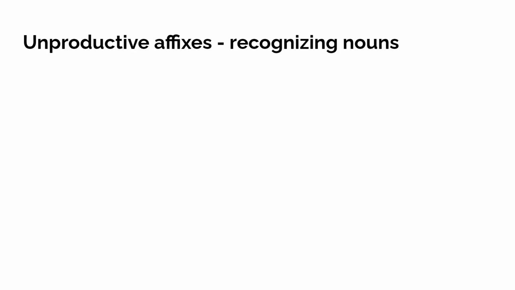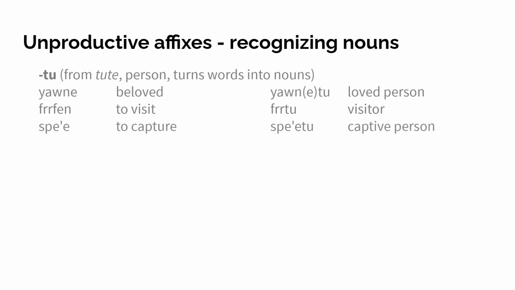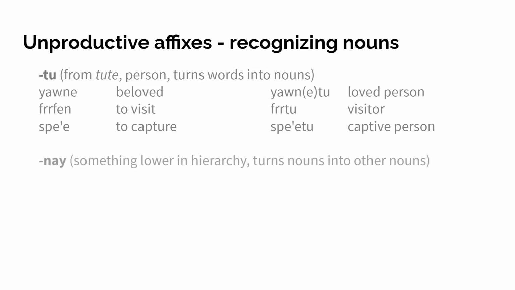So let's go on with nouns, there's even more. Tu is also very widely used and comes from tute, so person. So it turns words into nouns. Again, jaune means beloved, it's an adjective. And then jauntu is a loved person. Vrfen, to visit. Vrtu is a visitor. Here we see there is a shortening, so it's not vrfentu but vrtu. Spee, to capture, and speetu is a captive person. Nai is something lower in hierarchy of something else, so it turns again nouns into other nouns.